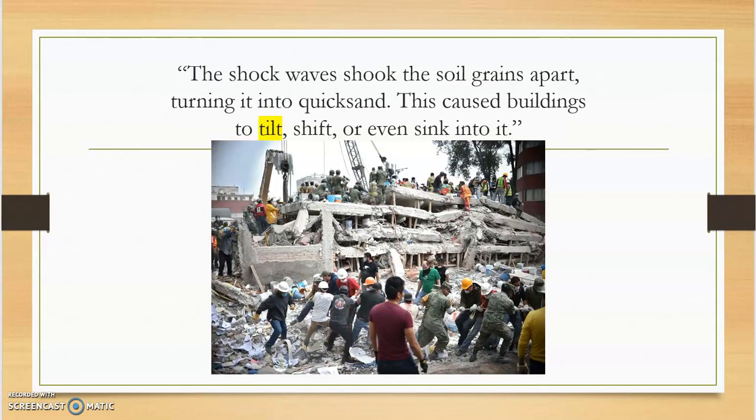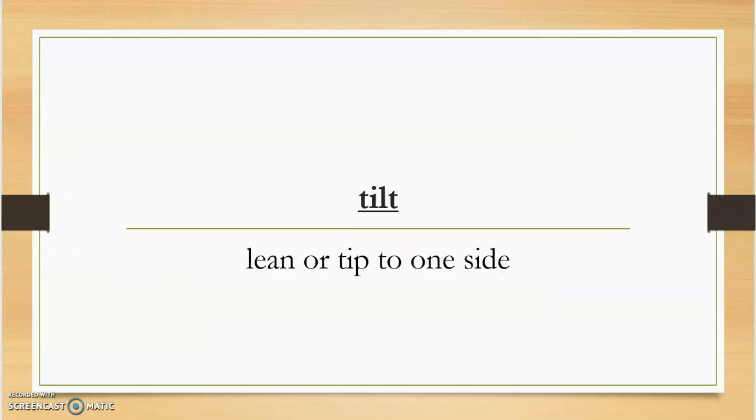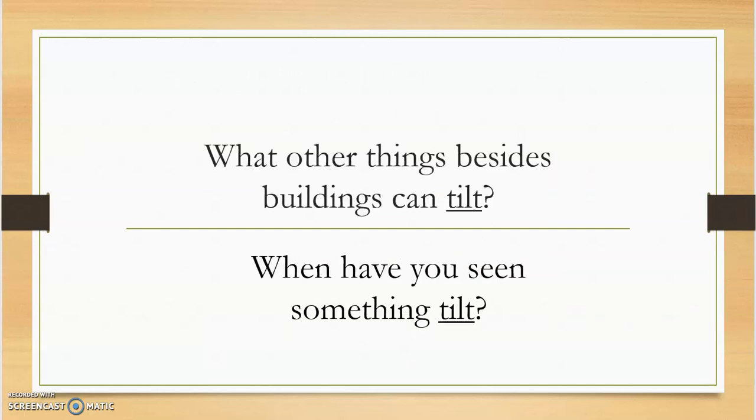Let's take a look. The shock waves shook the soil grains apart, turning it into quicksand. This caused buildings to tilt, shift, or even sink into it. So I'm wondering, what does the word tilt mean? To tilt means to lean or tip to one side. What other things besides buildings can tilt? I want you to think to yourself, when have you seen something tilt?